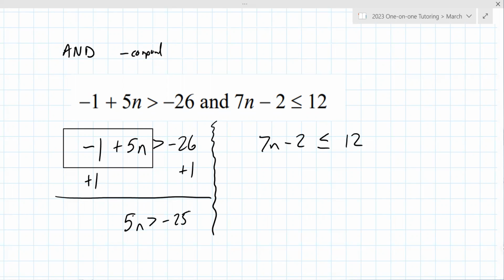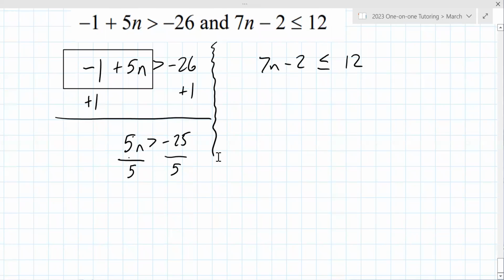Would it be n equals -5? The greater than has to carry you through the entire problem. How did I forget this? It's okay. This is practice.